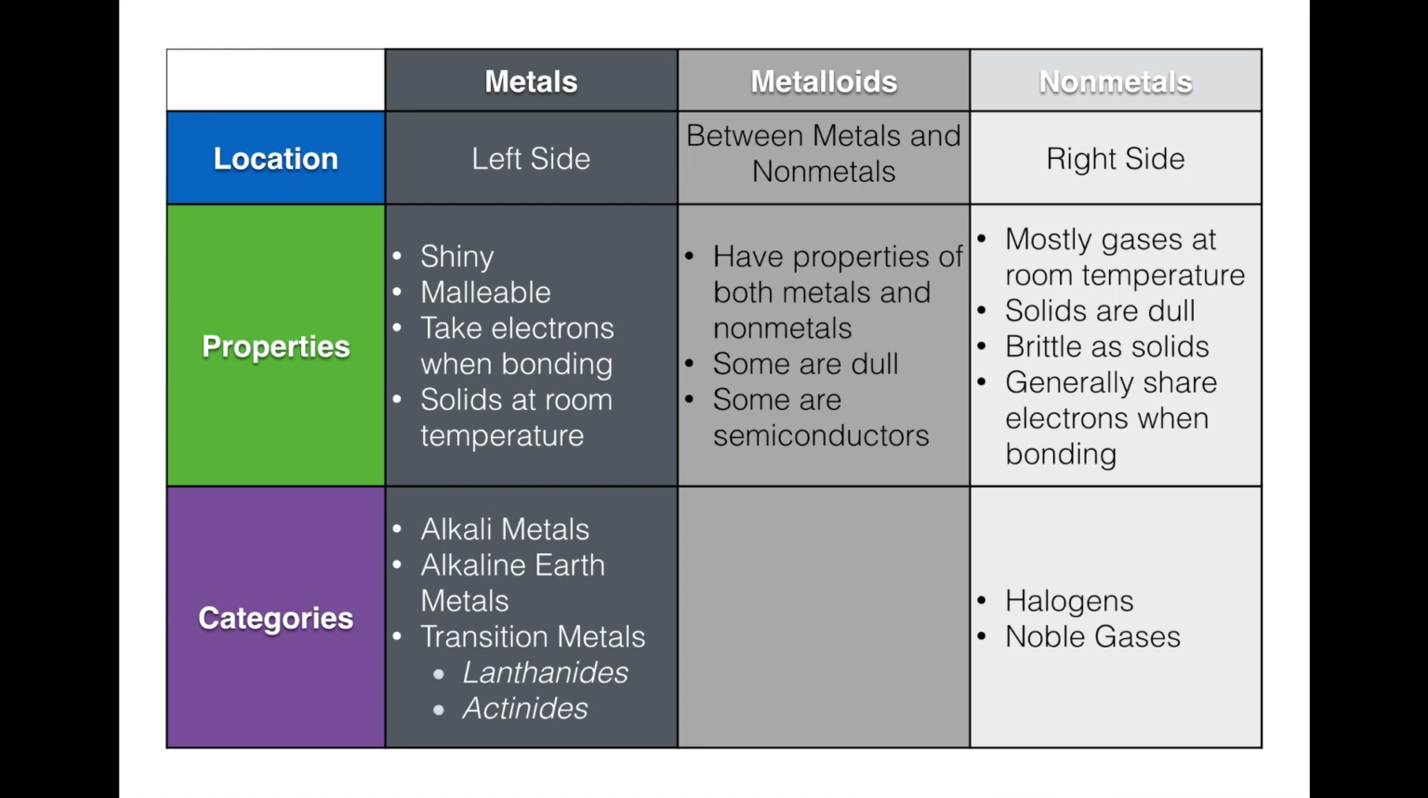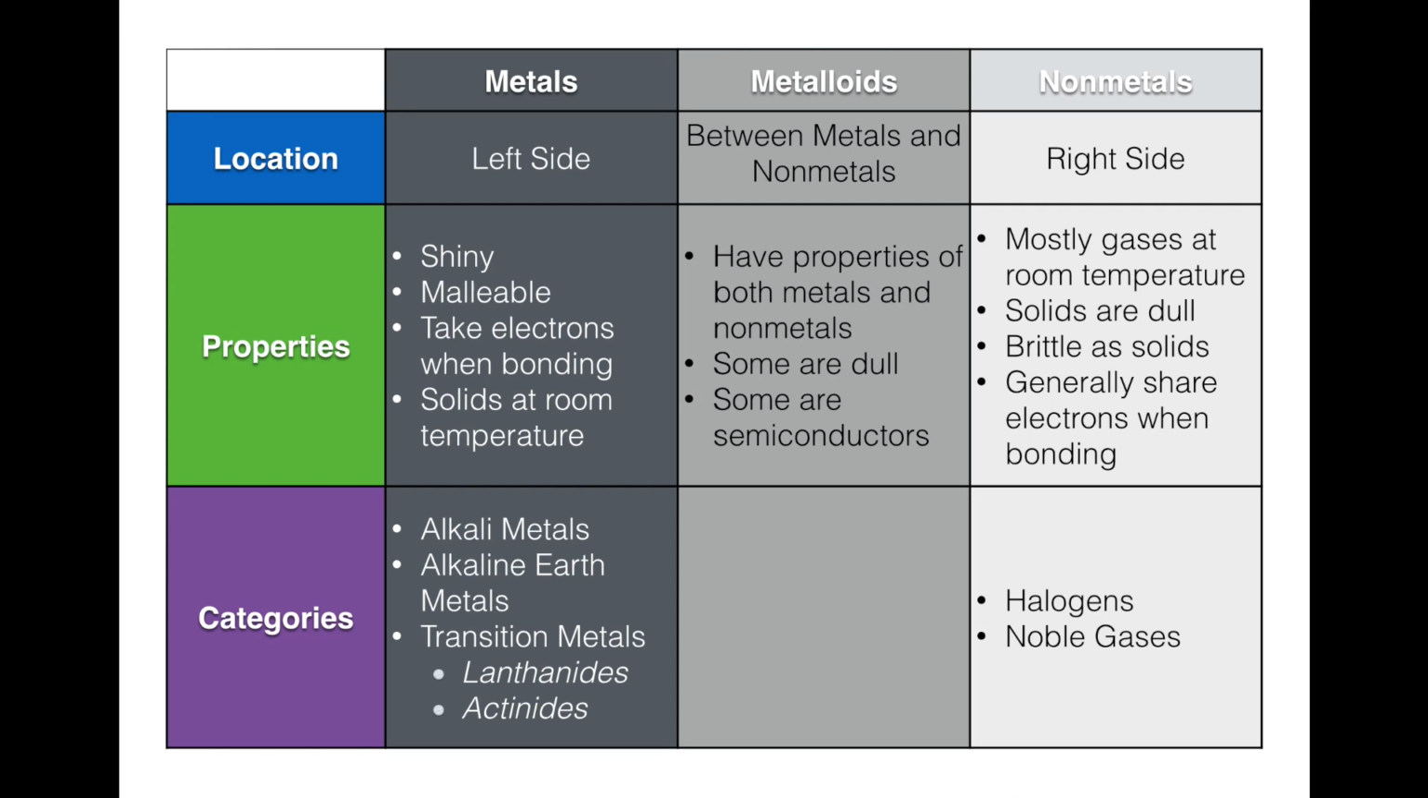So let's go ahead and fill in our graphic organizer right here. They're between metals and nonmetals. They have properties of both. Some are dull and some are semiconductors. So here you go. This is our lesson. We talked about just the general categories of metals, nonmetals, and metalloids. Metals are on the left side. They're shiny. They take electrons. When they bond, they're solids at room temperatures. They're mostly hard, especially the transition metals. And we talked about alkali metals, alkaline earth metals, and the transition metals.